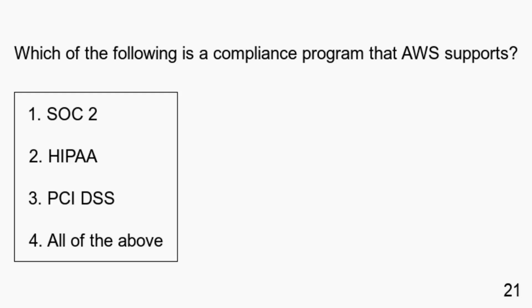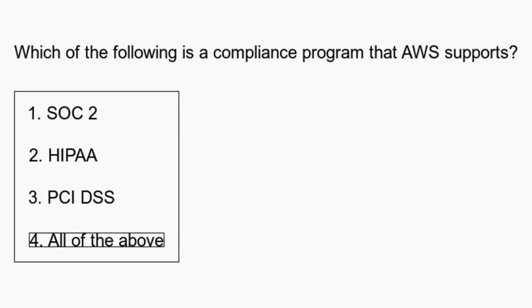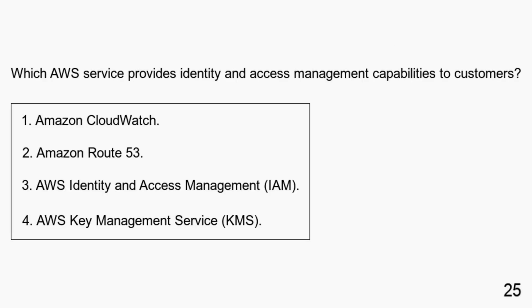Which of the following is a compliance program that AWS supports? SOC 2. All of the above. HIPAA. PCI DSS. AWS supports a variety of compliance programs, including SOC 2, PCI DSS, and HIPAA.